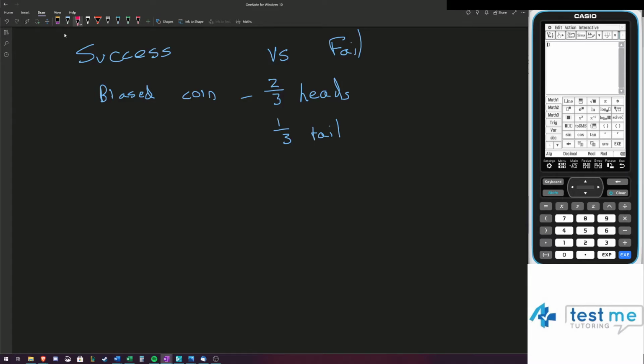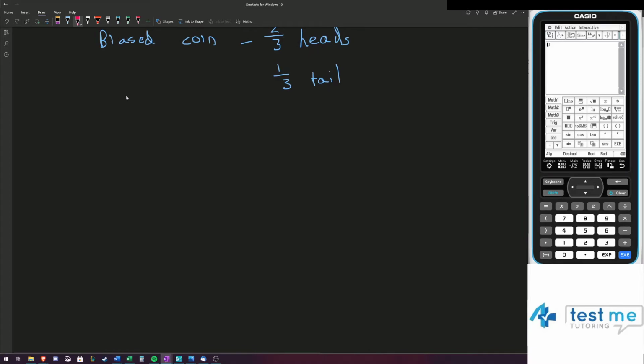Okay, we can represent it as a tree diagram, okay? And that's basically the essence of a binomial distribution. You can work everything you need out with binomial distribution, any question, with a tree diagram, okay? But that will take you a long time, especially when we start getting to 10 or 12 different chances or numbers of trials, okay? So let's represent this as a tree diagram though to start with.